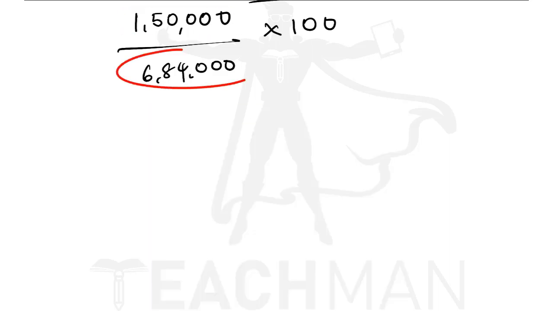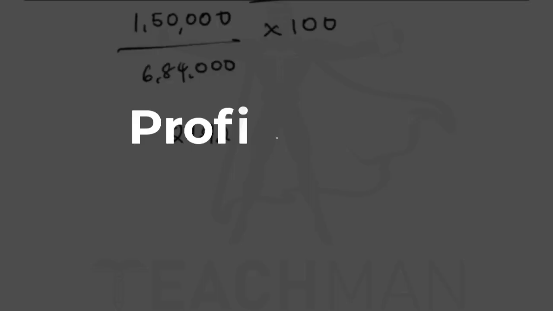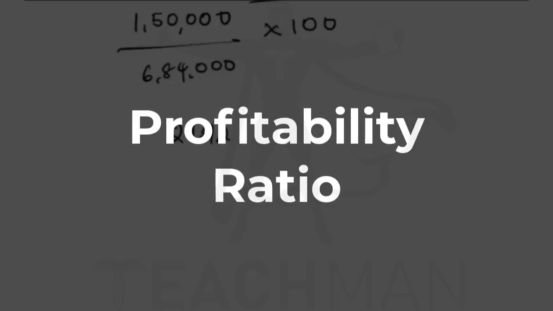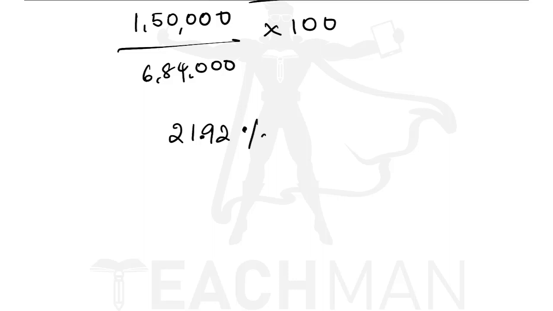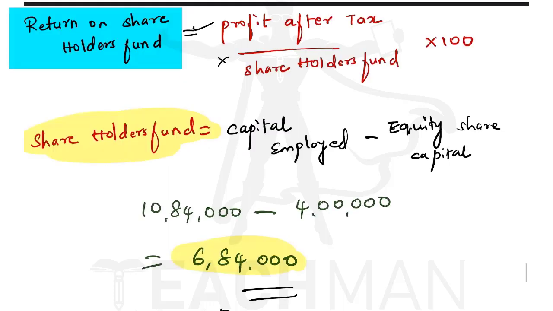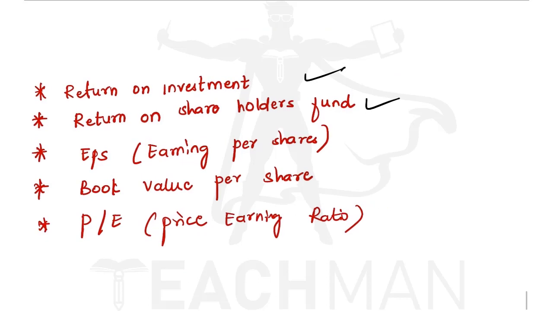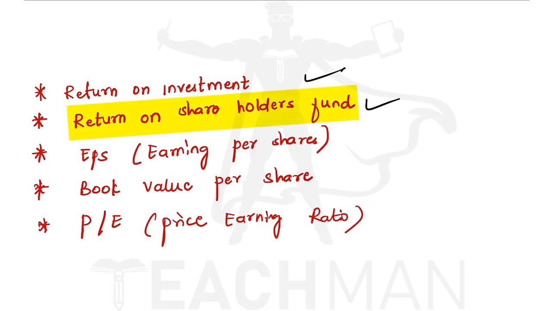1,50,000 divided by 6,84,000 into 100 will get you 21.92. Since it is a profitability ratio, we will put the percentage here. So our answer is 21.92% of return on shareholders fund. We have found return on shareholders fund.